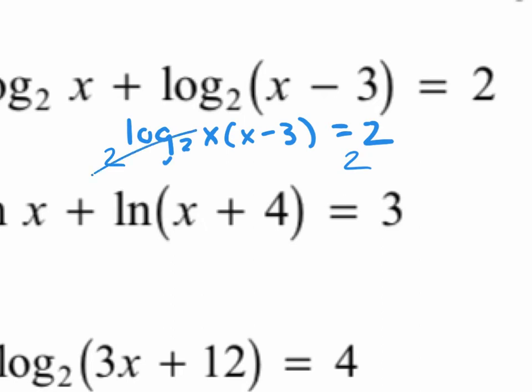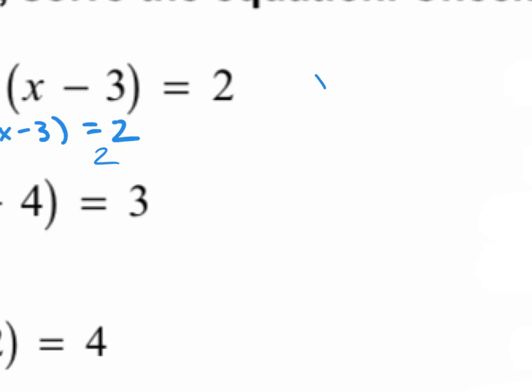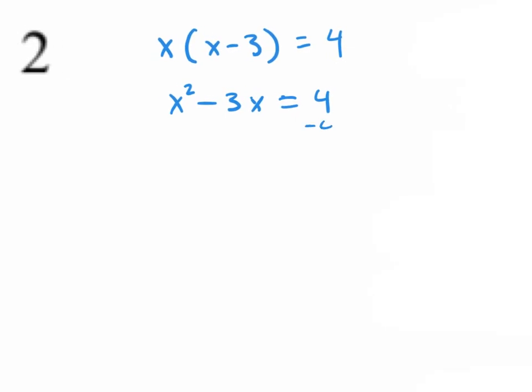And I'm left with x times x minus 3 is equal to, what is 2 squared? 2 squared. 4. Well, what's x times x? X squared. And then x times negative 3 is negative 3x is equal to 4. What should I do next? Subtract the 4. So x squared minus 3x minus 4 is equal to 0.